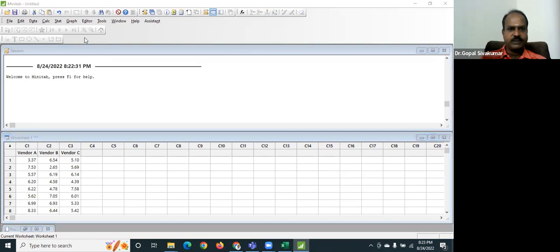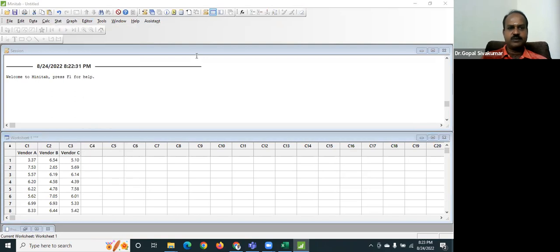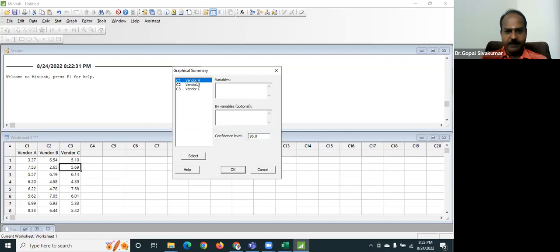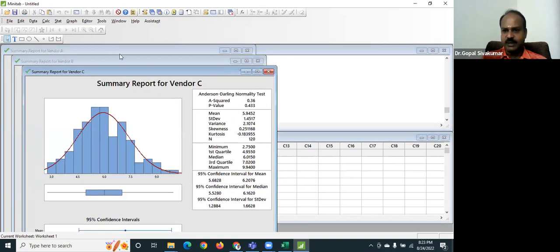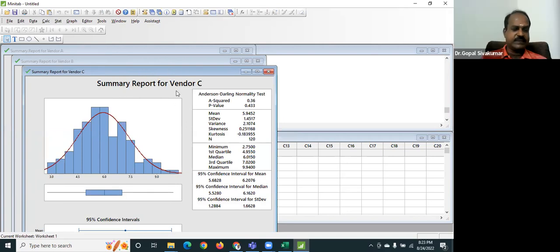Now I want to go to Stat, Basic Statistics, Graphical Summary. Select all three, A, B, and C. At a time, I am plotting the graphical summary. Can you see three graphs populating? All of you, please confirm. Yes, sir. One by one, back. Now, first graph, vendor C.